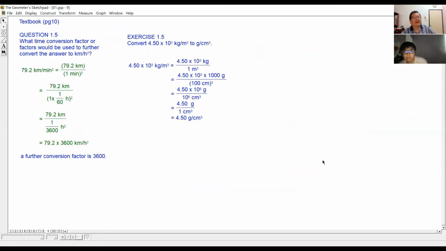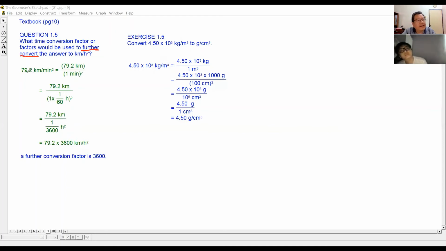Right, this one. Okay, right. So what time conversion factor or factors would be used further to convert the answer to kilometer per hour? Further. Can you see the word further there? Further convert. Okay. Now, the answer is from the previous part.